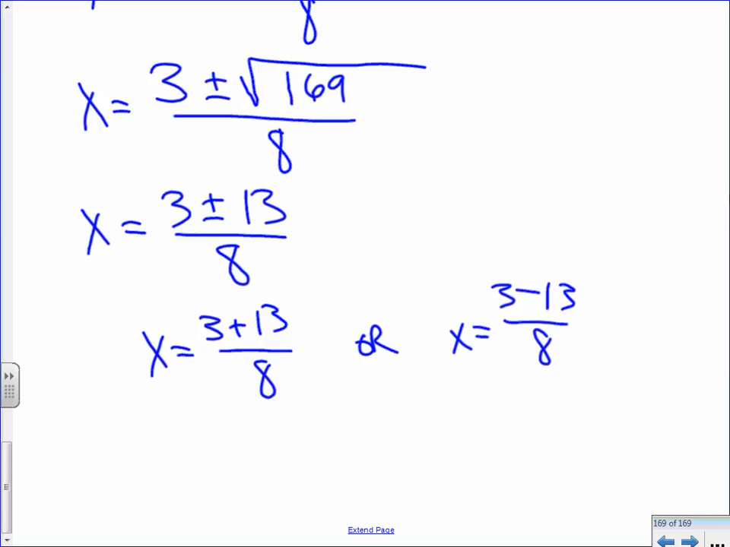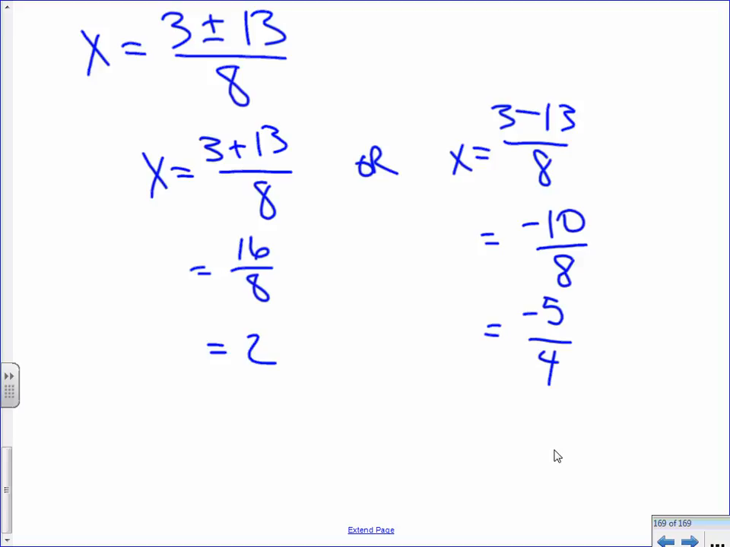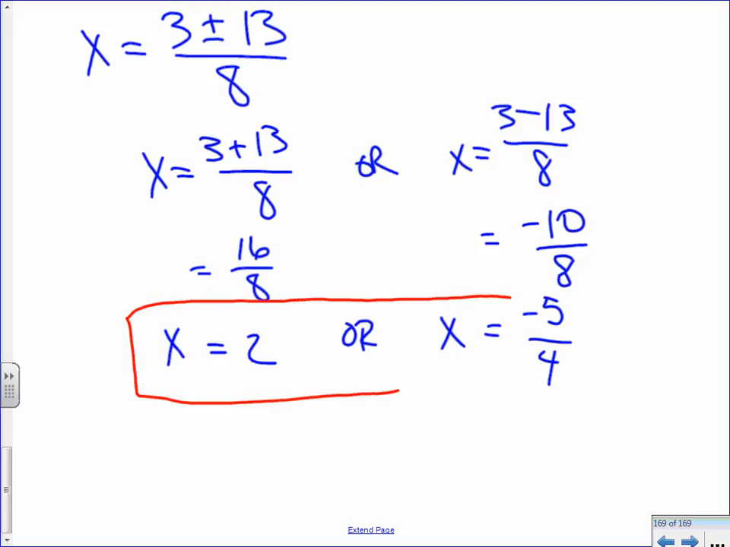And these are the exact same problems we had when we were completing the square. So 3 plus 13 becomes 16 over 8, which equals 2. And 3 minus 13 becomes -10 over 8, which simplifies to -5 over 4. So we have x equals 2, or x equals -5 over 4. Which, thankfully, since we've done this 3 times, I remember that those are the same answers I got with factoring and with completing the square.